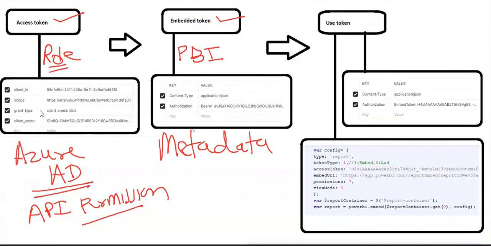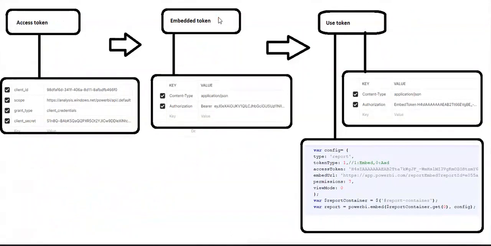metadata. And now after you get this embedded token, the third thing is how to use that. So using access token, we have created embedded token, and now we are going to use that embedded token, okay. So how will we use it? There is a Postman request where you can use the embedded token. I will show you that one also.